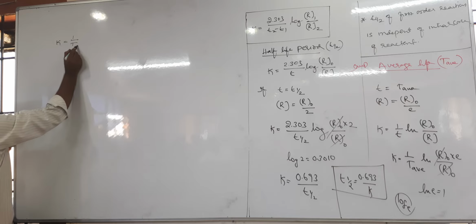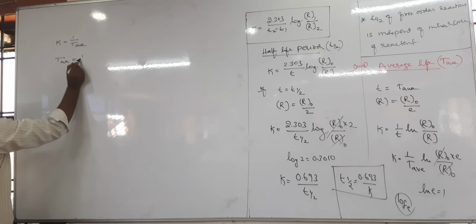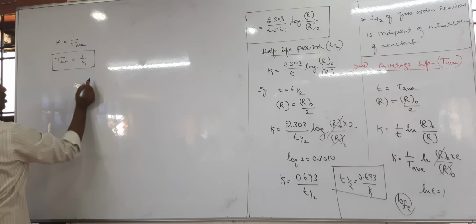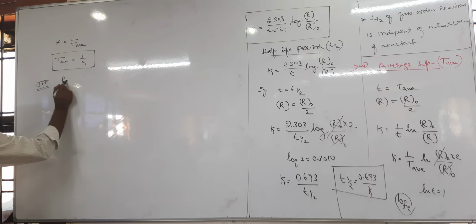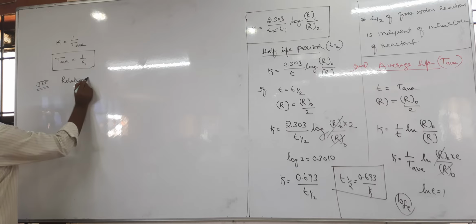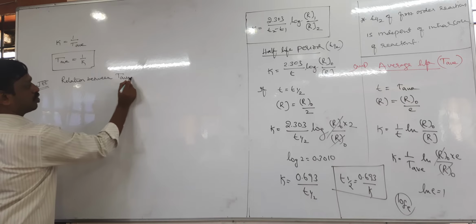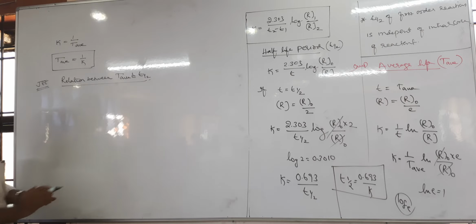But we actually want T average. So what is T average equal to? It is 1 by K. Important. There was a question asked in JEE on the relation between T average and T half. So tell me now, what is the relation between T average and T half?